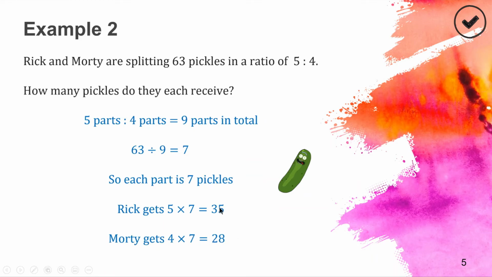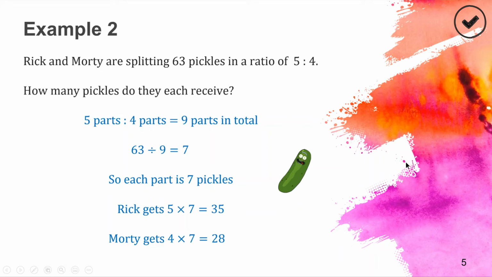Okay, so if we added 35 and 28, we would get 63, so it works out. And now Rick has a 5-part share, and Morty only has a 4-part share. So once again, 5 parts to 4 parts is 9 parts in total. Divide 63 by 9, and you get how big each of those parts is. We multiply that number by the 5 and by the 4, and you've got your 2 pieces. Okay?